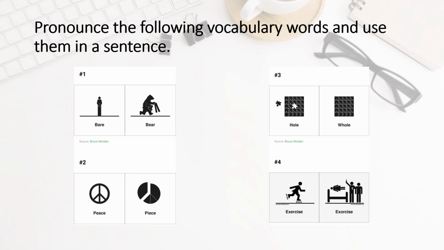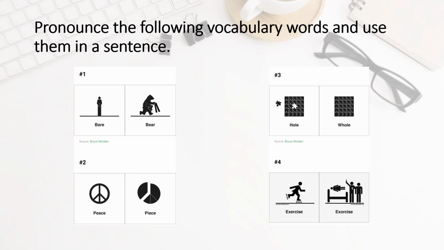Number one was mentioned earlier, bear. When you are not wearing anything, then you are considered bear. The second is a grizzly bear wandered around while we were hiking.